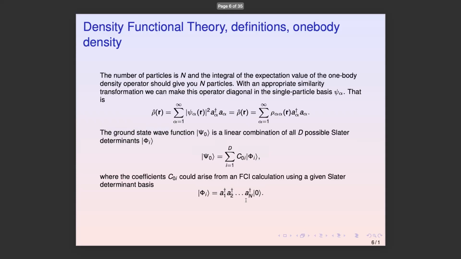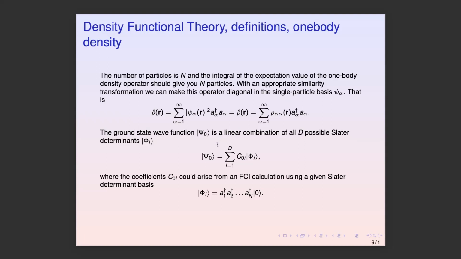Then, when you now look at the number of particles in this system, since the number of particles is N, the integral of the expectation value of this one-body density operator should give you N particles. So with an appropriate similarity transformation, you can make this operator diagonal in the single particle basis psi alpha. If that operator is diagonal, then you would have a density which is described in this specific way.